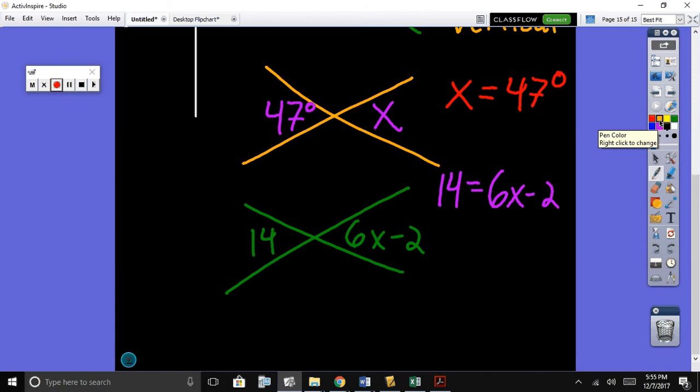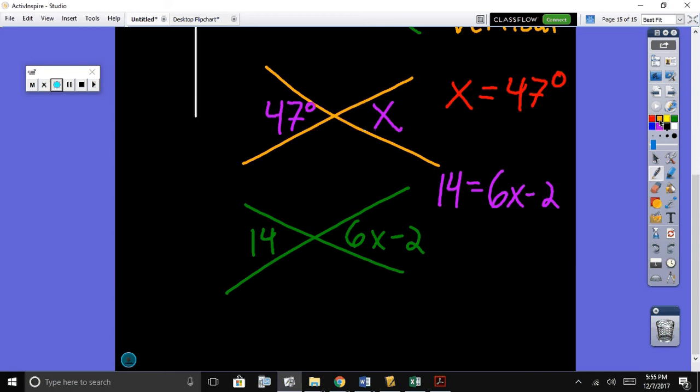From there, we're going to solve our equation. First, we're always going to simplify the equation. So if there are any combined like terms or distributing, that's always what we do first. In this case, that is not the case because 6x and negative 2 are not like terms, so we cannot combine them. So we move on to step 2 of solving.